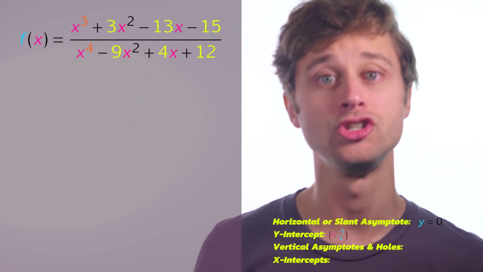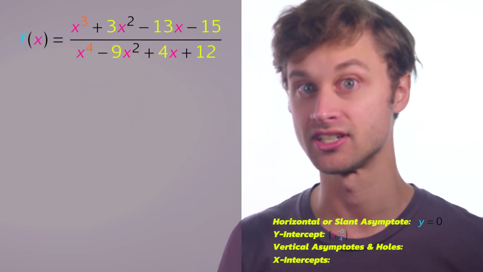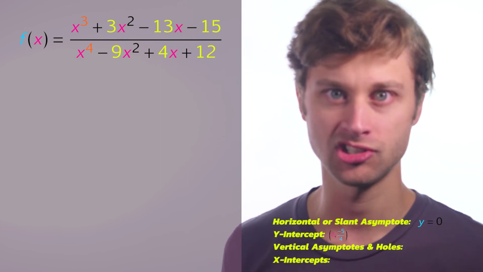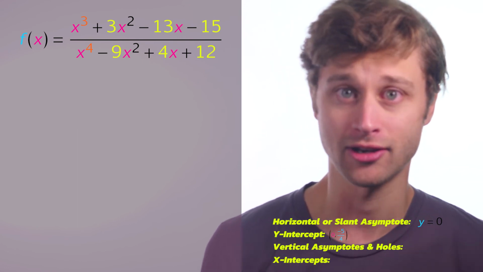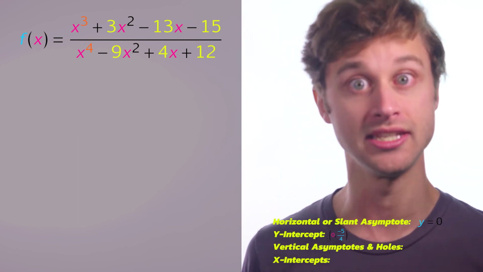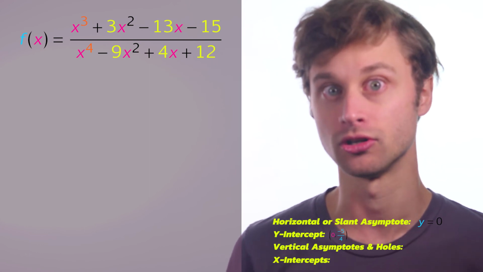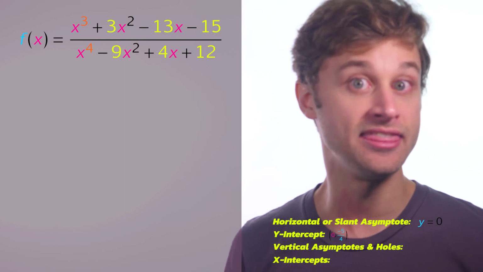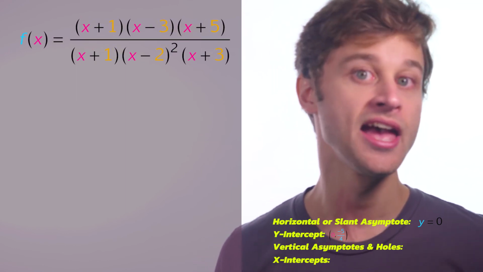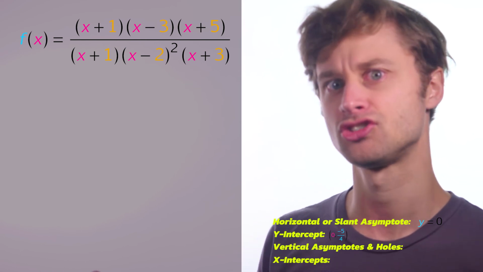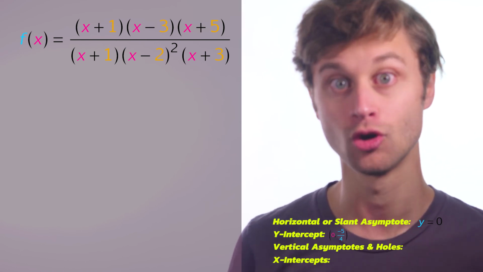So the next thing I want to do is factor both the numerator and the denominator. Now, these are larger polynomials, so I can't just use, say, the quadratic formula or factoring by parentheses. Instead, I have to use long division, kind of like what we did in the polynomial episode. So after going through all of that long division, I get this factorization for the top and this factorization for the bottom. I'm going to pause here for a second just to show how this polynomial long division works.